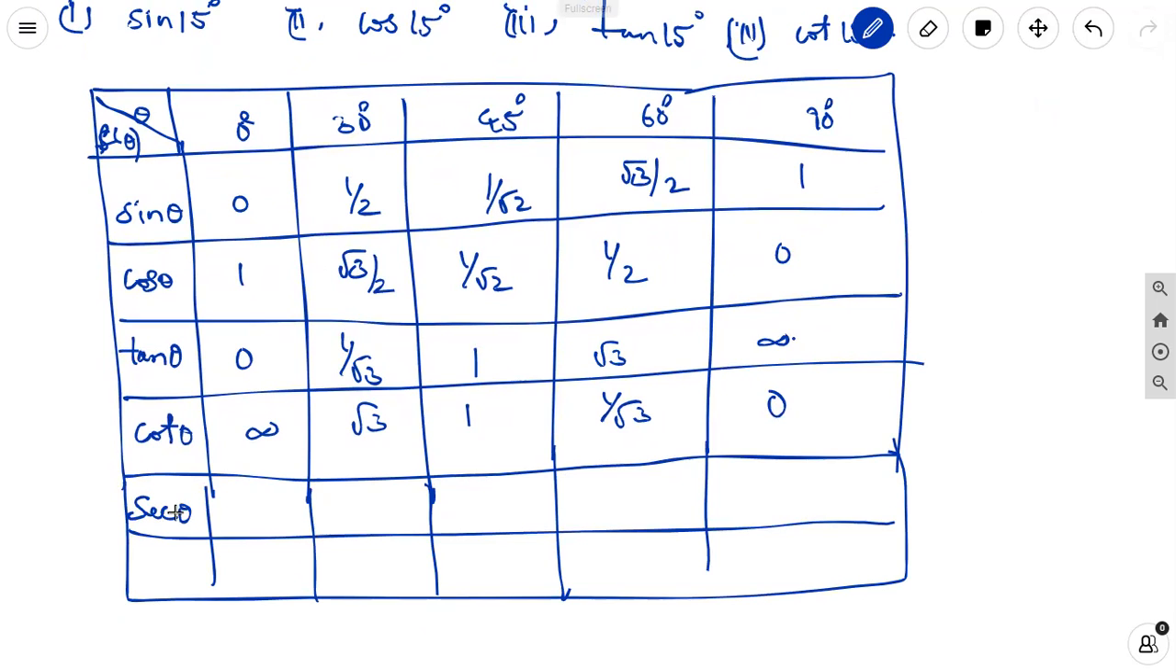Sec theta is 1 by cos theta: 1 by 1 is 1, 2 by root 3, root 2, 2, and 1 by 0 is undefined. Cosec theta is 1 by sine: 1 by 0 means undefined, 2, root 2, 2 by root 3, and 1. If we know these values, that is, the ratios with the angles, then it is easy to find sine 15, cos 15, tan 15, cot 15.